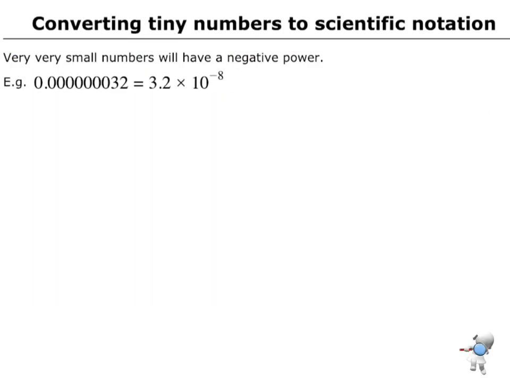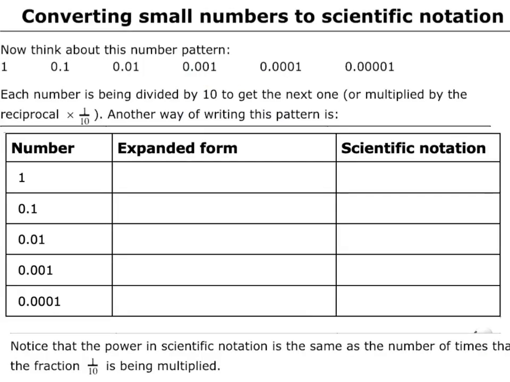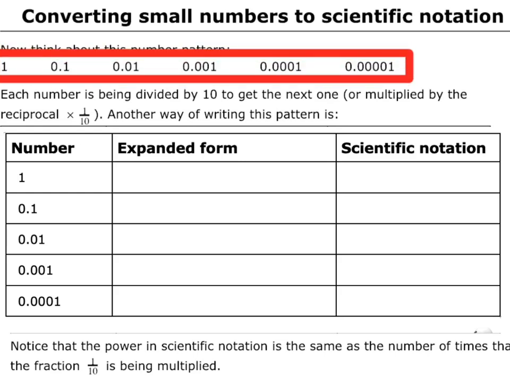Equally, very, very small numbers will have a negative power, okay? So big numbers have a positive power, small numbers will have a negative power. So let's think about this pattern of numbers now. This pattern 1, 0.1, 0.01, 0.001, etc. Let's think about what's happening.